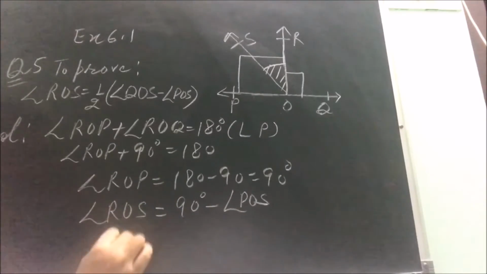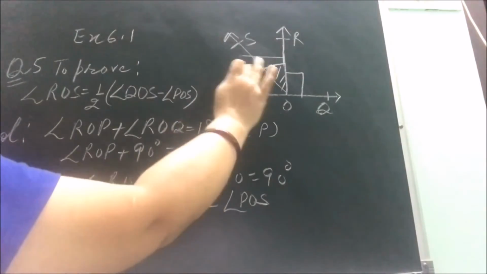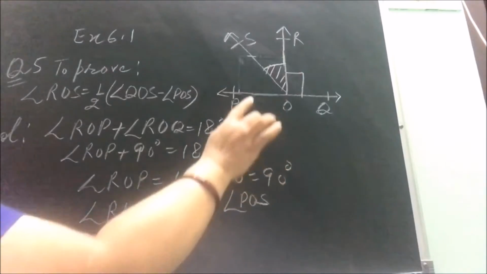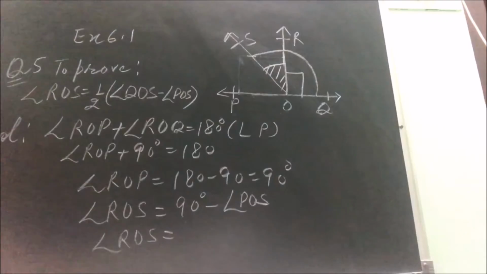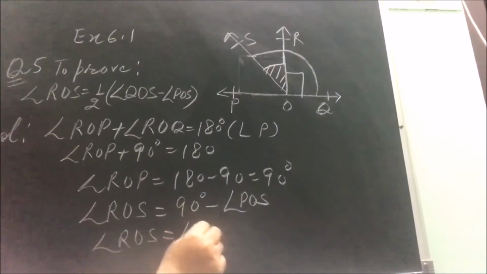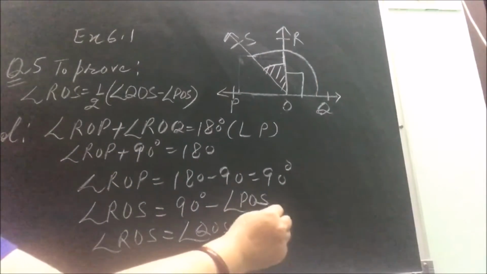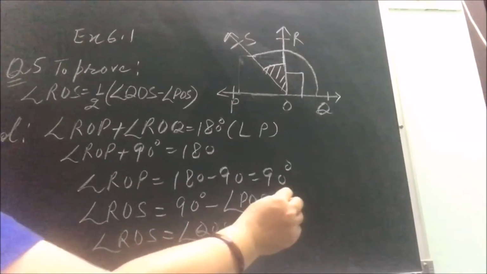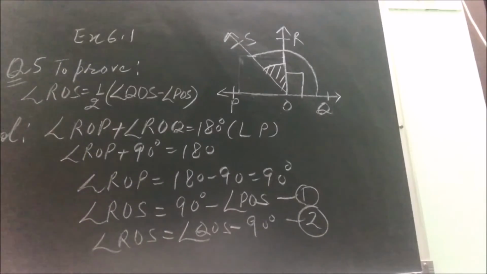And in another way, ROS can be written as, see, now I am rubbing this. ROS can also be written as this obtuse angle QOS minus 90 degree. Obtuse angle QOS minus this 90 degree, that is ROQ. So we can write ROS in these two ways. Name these equation as equation 1 and 2. Right. Now we add these two equations.